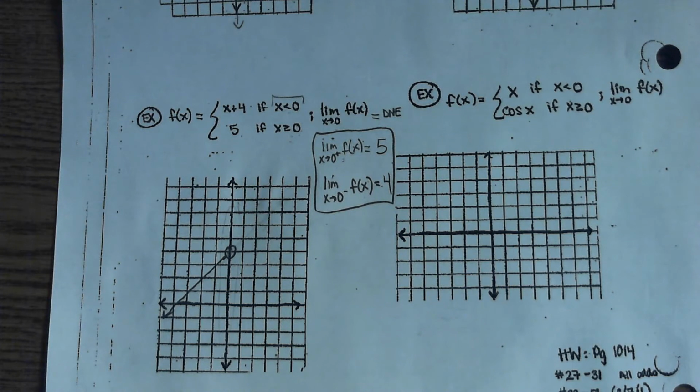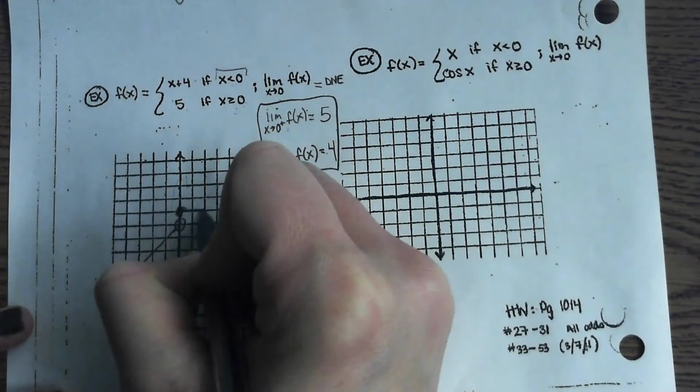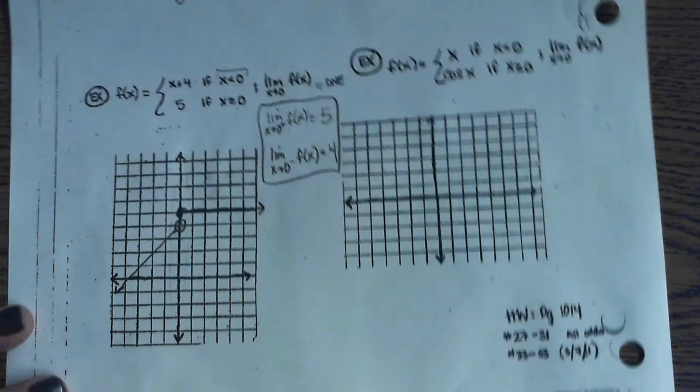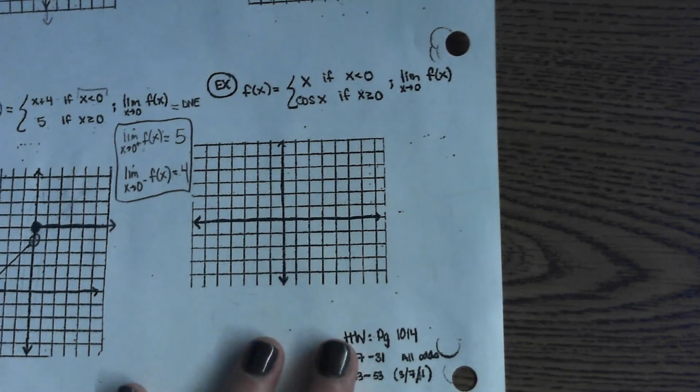And then anywhere beyond that, it's just a horizontal constant value of 5. So starting right at 0 and any place greater, it's a horizontal line of 5. So you can see the lack of a limit there. The intention from the left is different than the intention from the right. Anywhere else on that function other than at 0, no problem. It exists. It's continuous everywhere else. So the limit will exist everywhere else. Good?